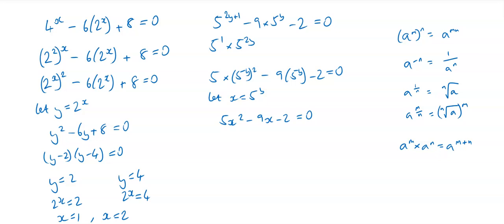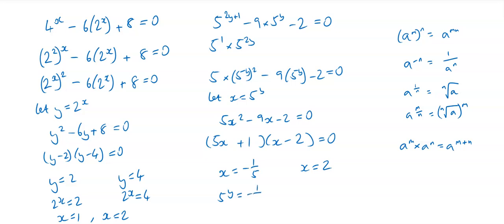I'm going to factorize this using my favorite little trick here. Although in fact it's a bit unnecessary because there are so few factors. We can do this by trial and error. We know it's got to be 5x and x, and it's got to be 1 and 2. I'm going to go minus 2 there to give us the minus 10x plus 1. Pretty sure that works. Yes, it does. So we have x equals minus 1 on 5, or x equals 2, which means 5 to the y equals minus 1 on 5, and 5 to the y equals 2.